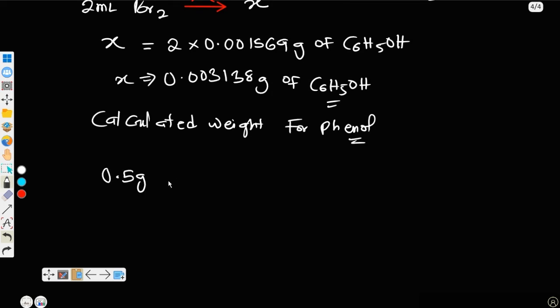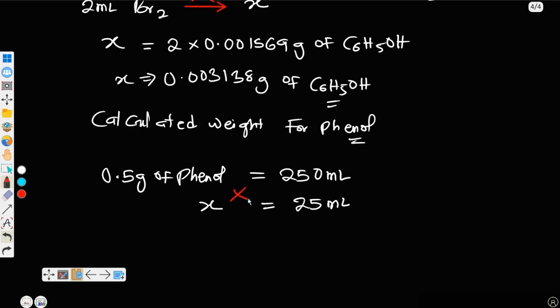So we have 0.5 gram in what? In 250 ml of water. Measure 25 ml. What we actually used for this experiment is just 25 ml. So if 0.5 gram is in 250 ml, out of this 250 ml, they say take 25 ml. We want to calculate the amount of phenol in the 25 ml. So we say 0.5 gram of phenol is present in 250 ml. Therefore, 25 ml would be equal to what?